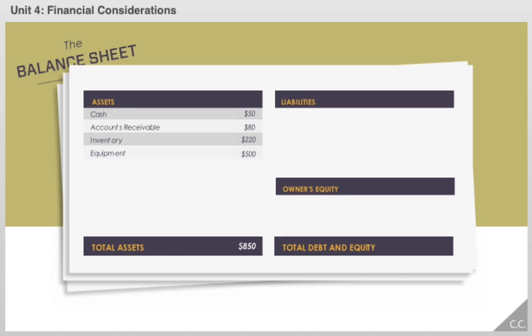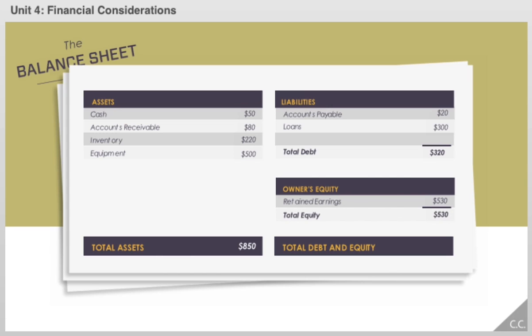In this example, the company owes $20 to their suppliers, has a $300 loan outstanding, and the owner owns $530 of the value of the assets in the business. As you can see, the total amount owing to others, $320, and the amount the owner owns, $530, equals $850, the same amount as the total of all the assets in the company.